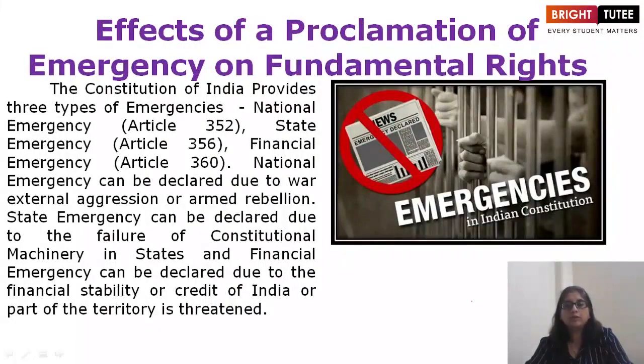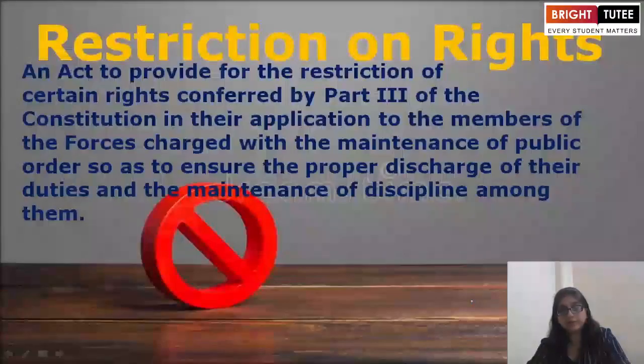Effects of proclamation of emergency on fundamental rights. The Constitution of India provides three types of emergencies: national emergency, Article 352, state emergency, Article 356, and financial emergency, Article 360. National emergency can be declared due to war, external aggression, or armed rebellion. State emergency can be declared due to the failure of the constitutional machinery in states, and financial emergency can be declared when the financial stability or credit of India or part of the territory is threatened.